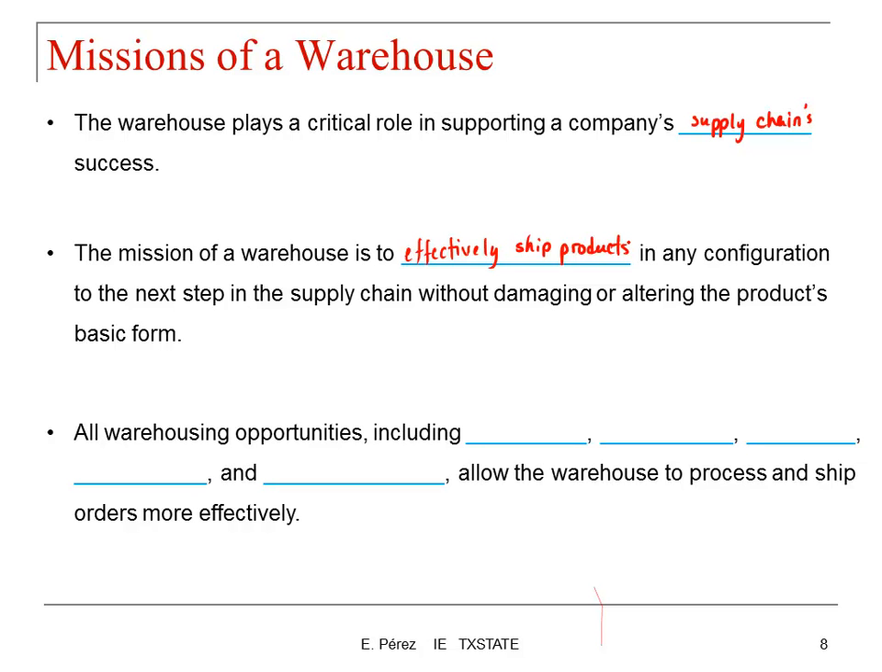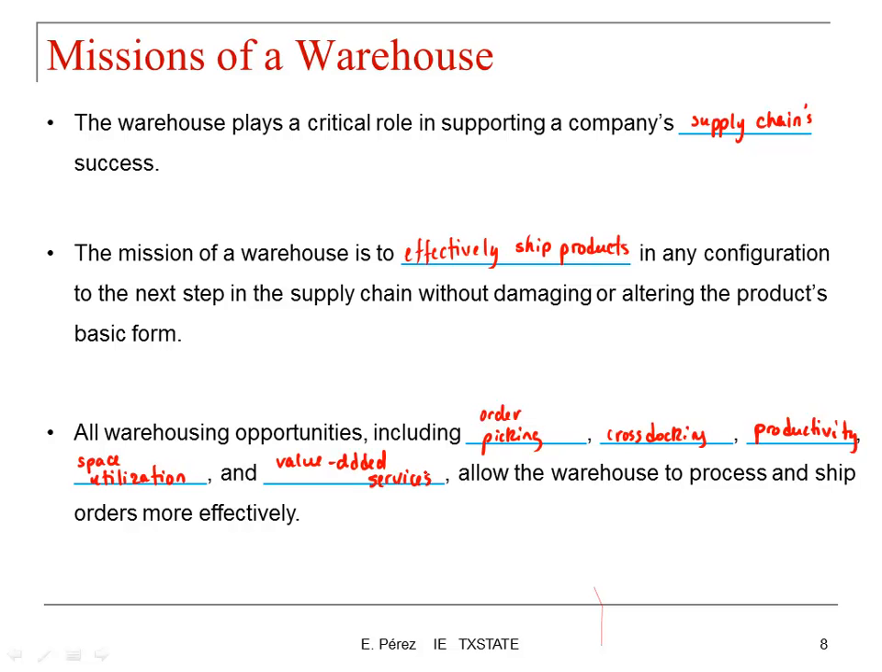So our warehousing opportunities, including order picking, and we're going to talk about order picking later, cross-docking, and we're going to talk about cross-docking in a few minutes, productivity, space utilization, and value-added services, allow the warehouse to process and ship orders more effectively.